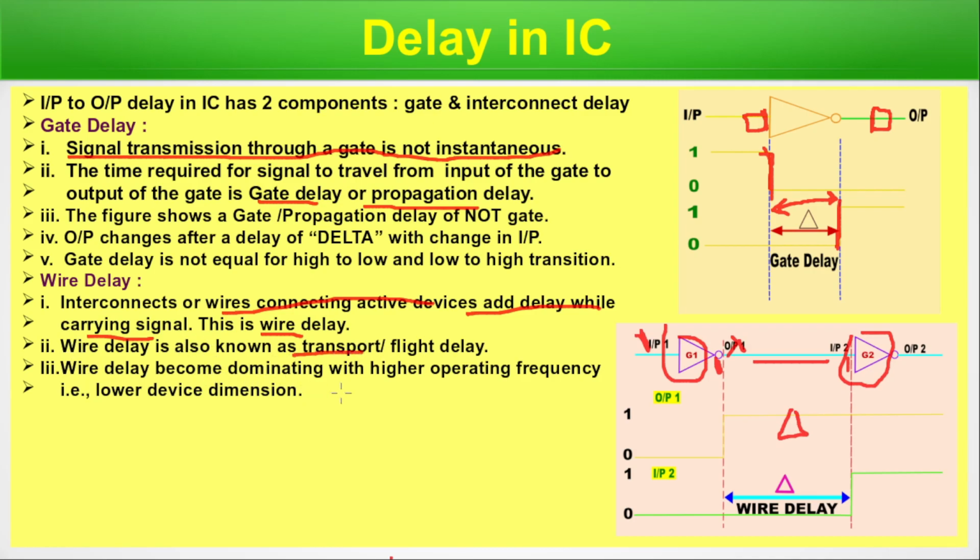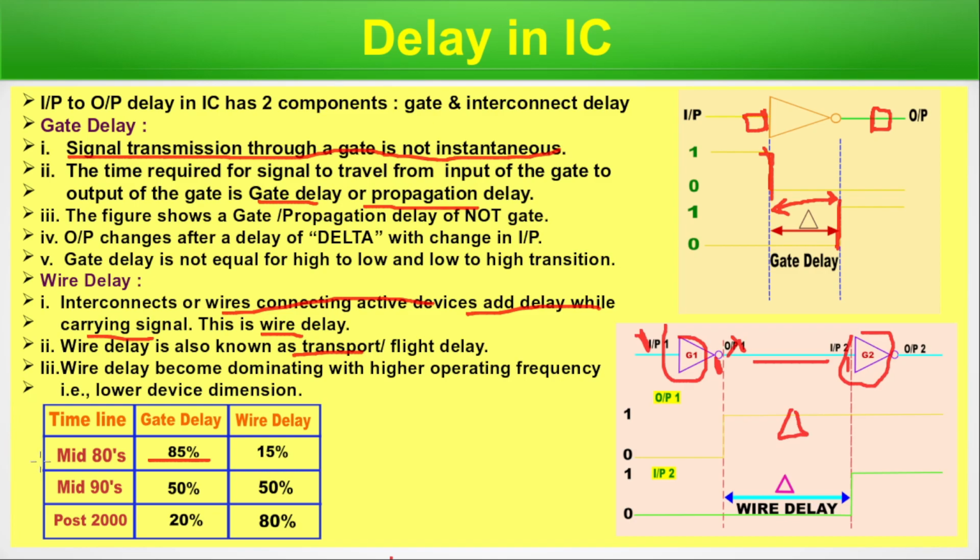Wire delay becomes dominating with higher operating frequency, that is, lower device dimension. Now look at this table. In the mid-80s, gate delay was 85% and 50% of the total delay was contributed by wire delay. As we moved to smaller devices in the mid-90s, the ratio became 50-50. Post-millennium, the situation has worsened so much that gate or cell delay contributes only 20% of the whole delay, whereas 80% comes from wire delay. So, although we have discussed what gate delay and wire delay are, we will mostly concentrate today's episode on wire delay. Let's move to the next slide.